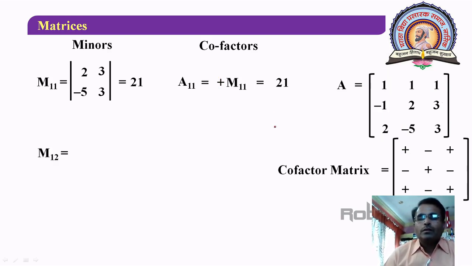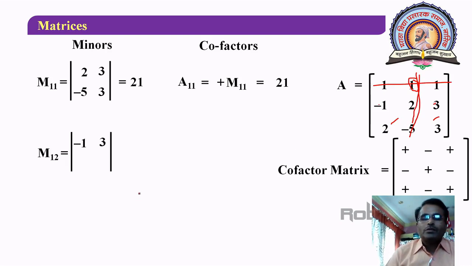Next you have to consider the second element. For the second element, the minor is obtained by deleting the first row and second column. Delete this. So -1 3 and 2 3 will be the entries. That value is -3 minus 6, it is -9. But as the sign rule indicates that it is negative, A12 is equal to minus of M12, and minus of -9 becomes +9 here. Is that clear? Minus of -9 becomes +9.